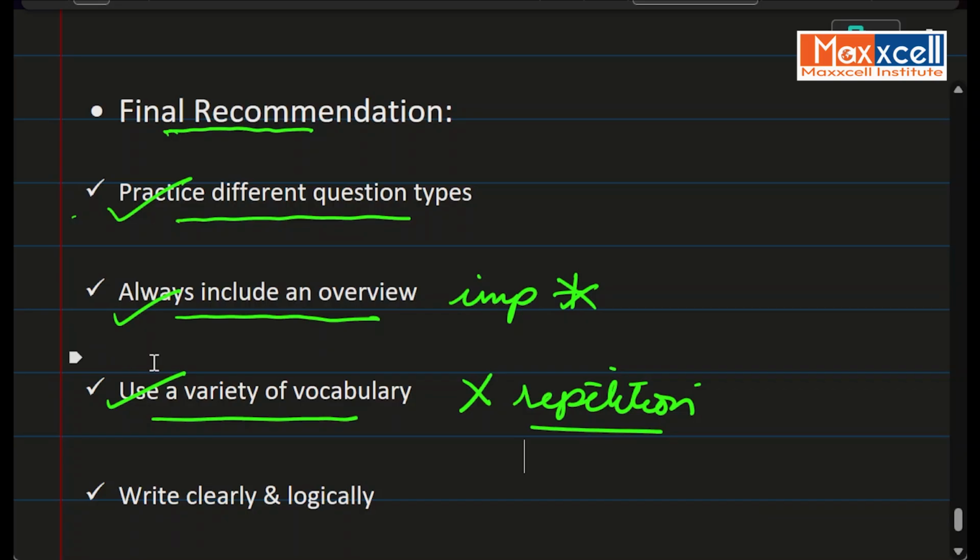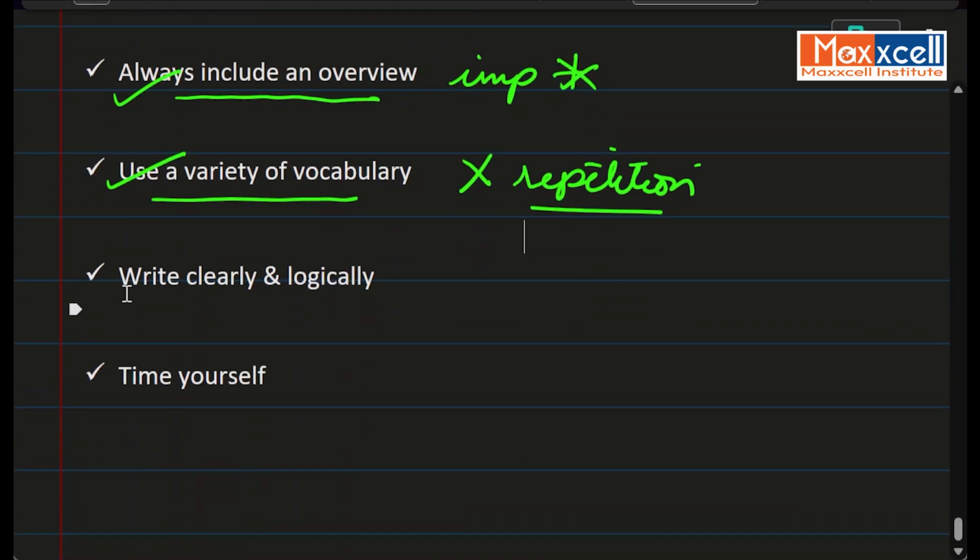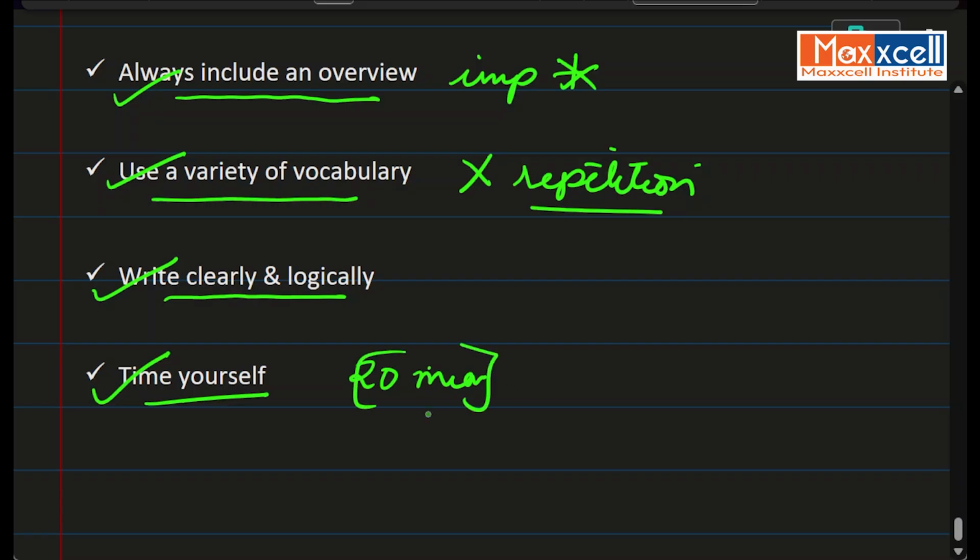Make sure that you are using a variety of vocabulary and you write clearly and logically. So whichever paragraphs you are writing should have a connection with each other. So logical connection has to be there. And then time yourself. So time is important. So for this task you need to assign 20 minutes in total. Okay, so this is something which you need to do.